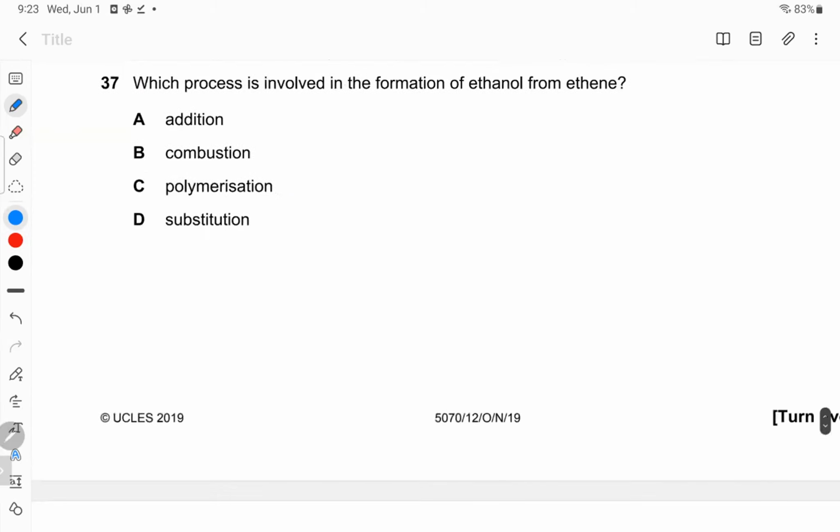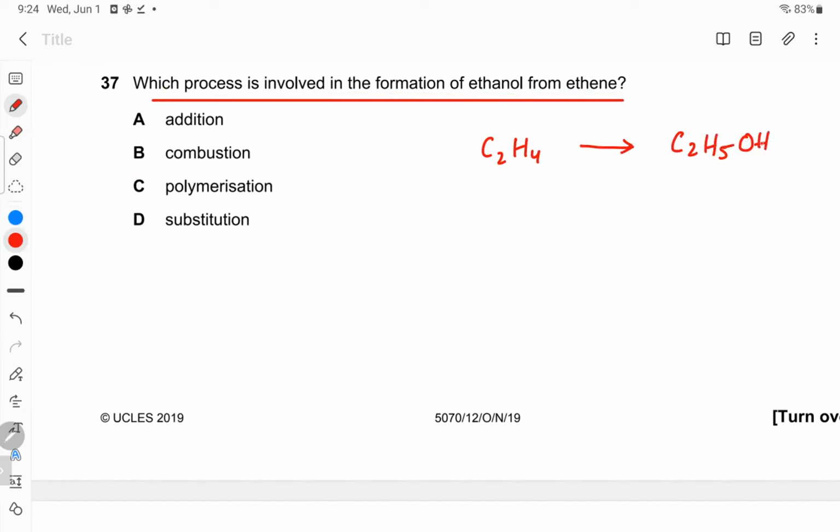Question number 37. Which process is involved in the formation of ethanol from ethene? Okay, sir, addition of water. Addition of water, so it's an addition reaction. Because ethene is C2H4, and when ethanol is formed, it is C2H5OH, on reaction with water. So it's an addition reaction. So if it's an addition reaction, it means B, C, and D are wrong. So A is our correct answer. Is this clear to everyone? Yes, sir.